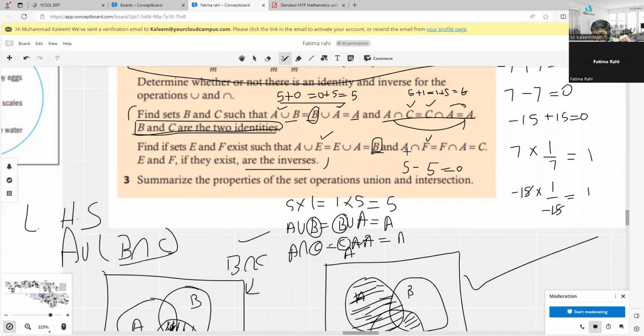And same debate for A and F. Because when we take the intersection of A and F, we get the identity. C is the intersection identity, right? So when we operate two sets, we get the identity set. It means that the operating sets are inverse of each other.